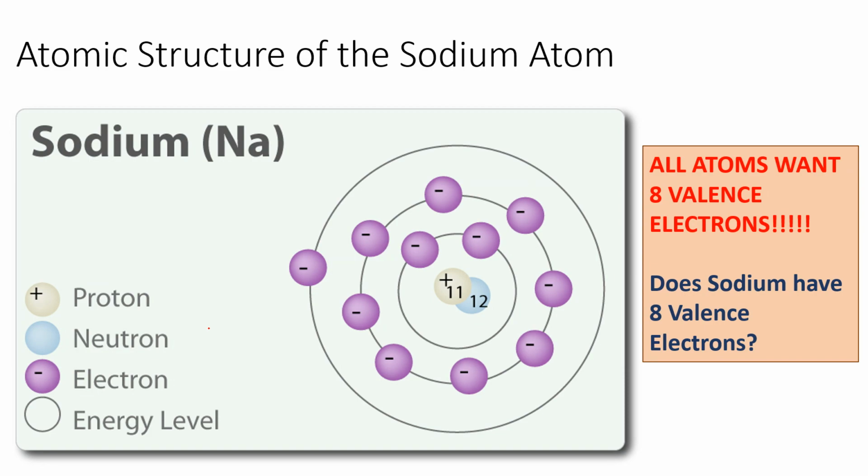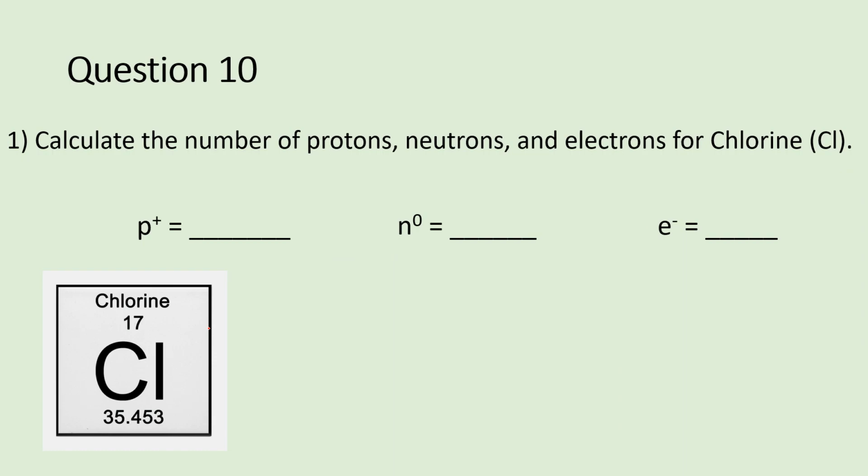Does sodium have 8 valence electrons? No, it does not. So it's a little mad little sodium atom, because while it's neutral, yes, it doesn't have 8 valence electrons. Put that on pause. We will come back to how sodium is going to handle being mad about not having the right number.